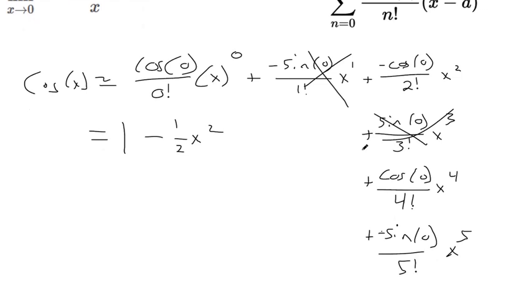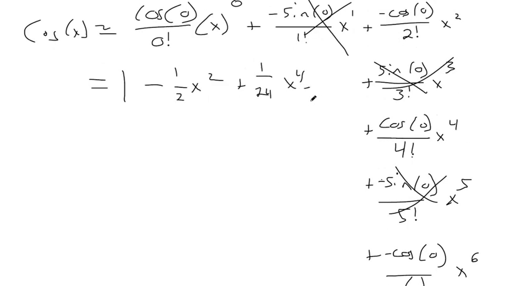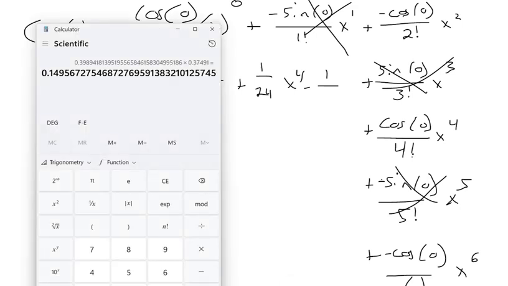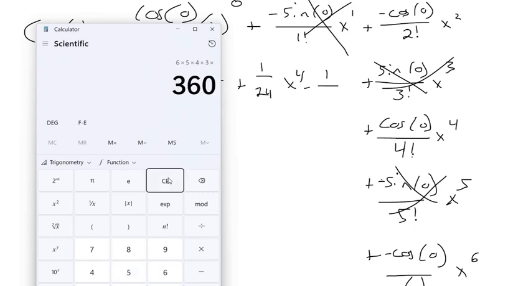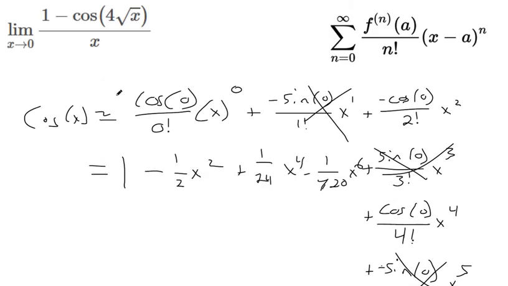Sine of 0 is 0. So that whole thing is going to be 0. This is now positive 1 over 4 times 3 is 12. 12 times 2 is 24. X to the fourth. This is also 0. This is now negative 1 over 6 factorial, which is 6 times 5 times 4 times 3 times 2. So that's 720. X to the 6. Okay, so that's what cosine of x is.